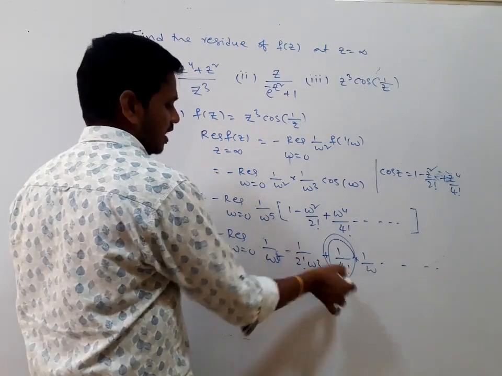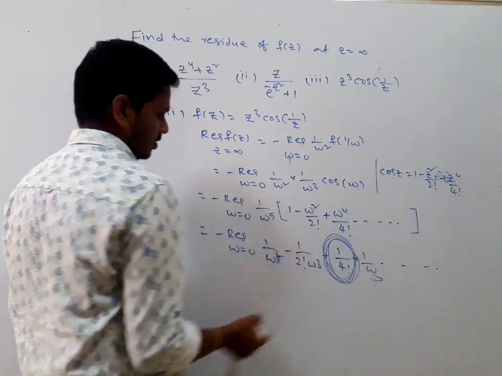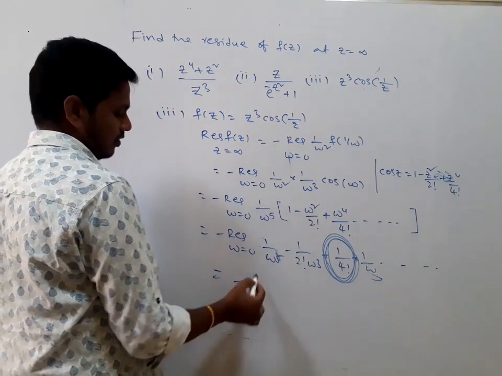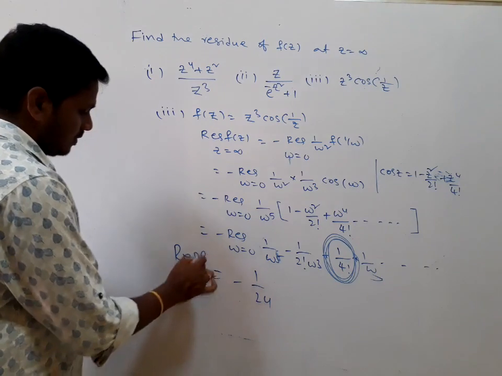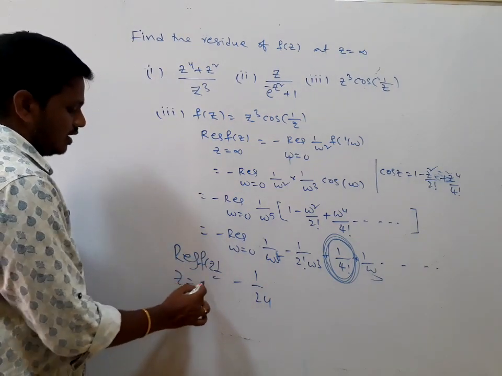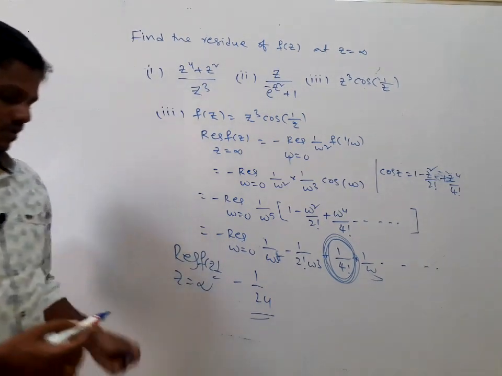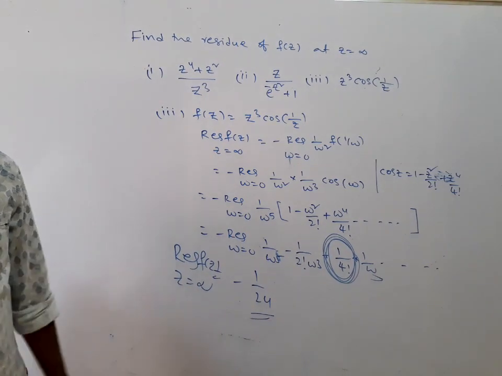But I am going to concentrate on the coefficient of 1 by w. So the residue is minus half into 1 by 4 factorial, which is 1 by 24. So the residue of f of z at z equals infinity is minus 1 by 24. This is the calculation of the residues.